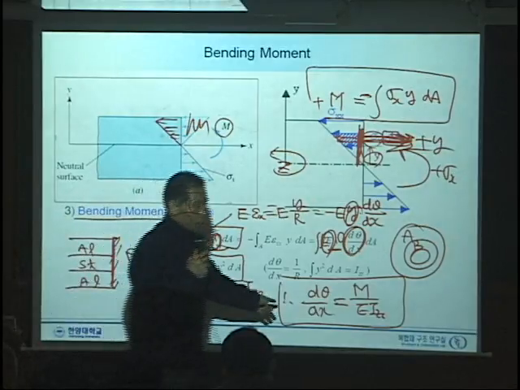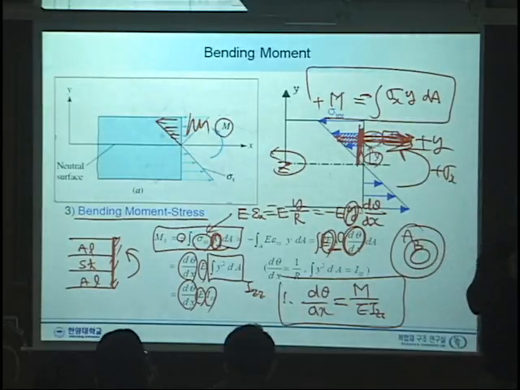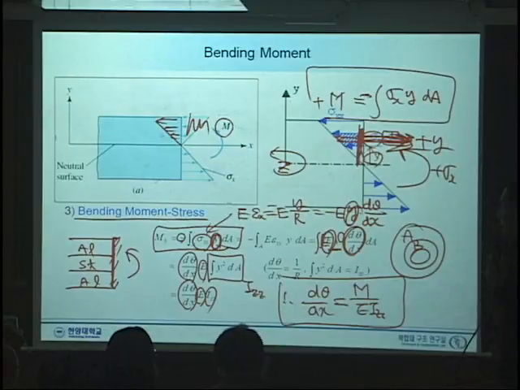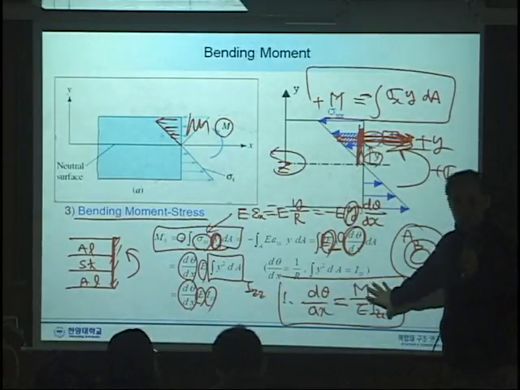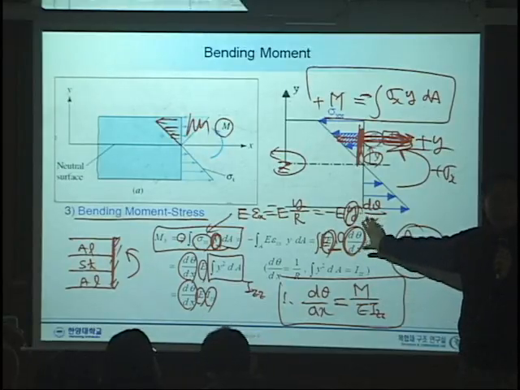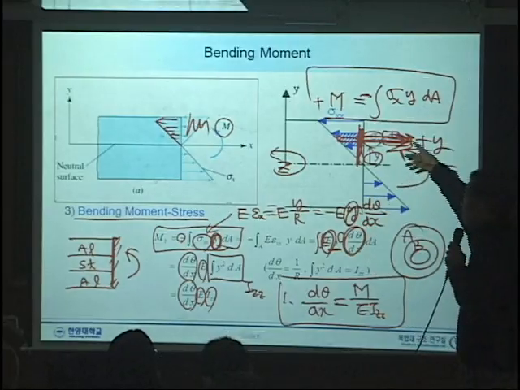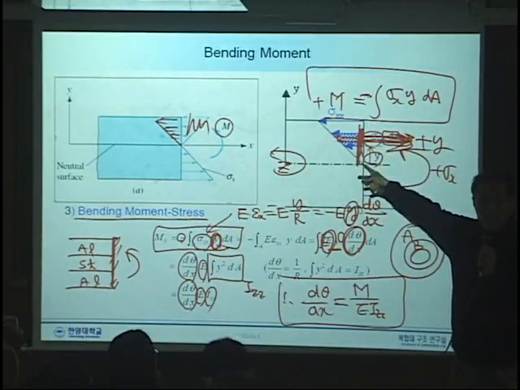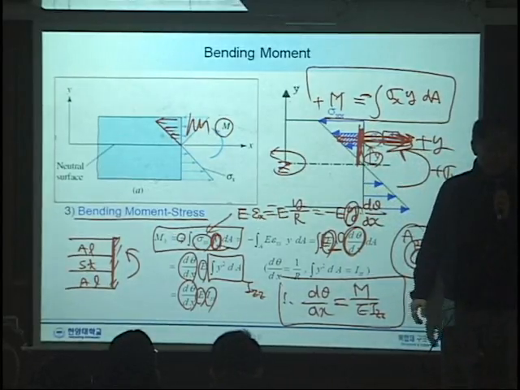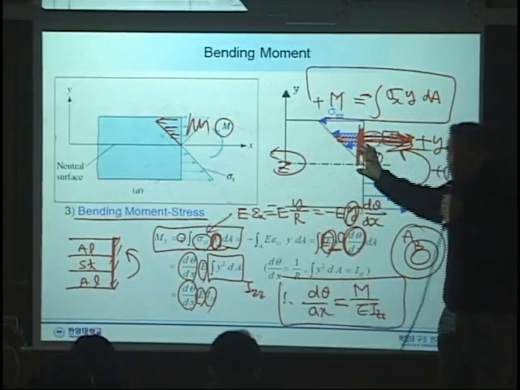So d theta dx was the unknown, and now it is defined by the moment we apply, the material property, and the cross-sectional properties. I'm sure you have to remember this equation, but you also need to understand the procedure, because in an exam or a quiz, you will have a beam with different material layers. So you should be able to handle that.